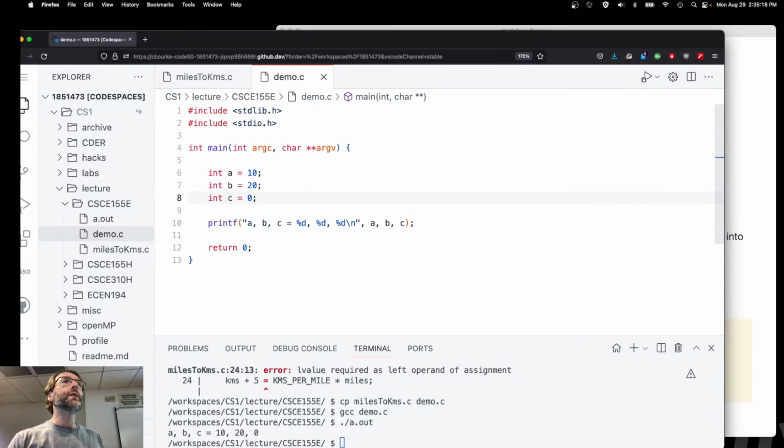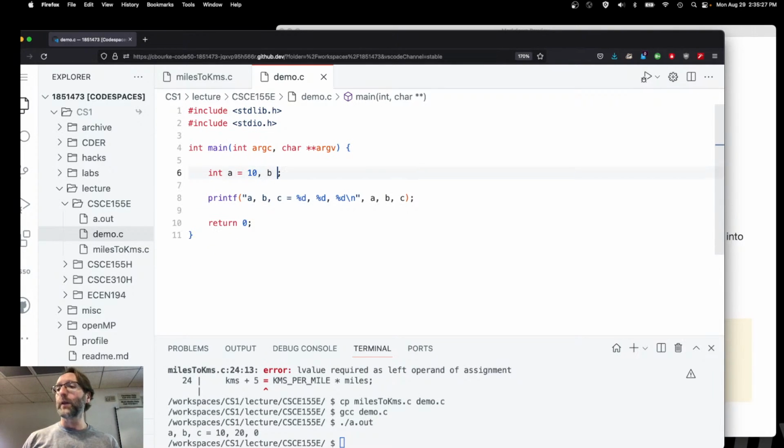If you want it to be 0, you should explicitly set it to 0. Absolutely. That's why you should always initialize your variables. And if you want to compactify this, b is equal to 20, c is equal to 0, all on one line. But leaving it just uninitialized, it's not a good thing.